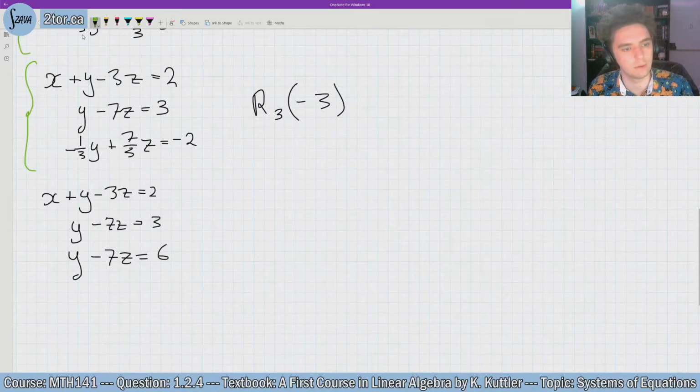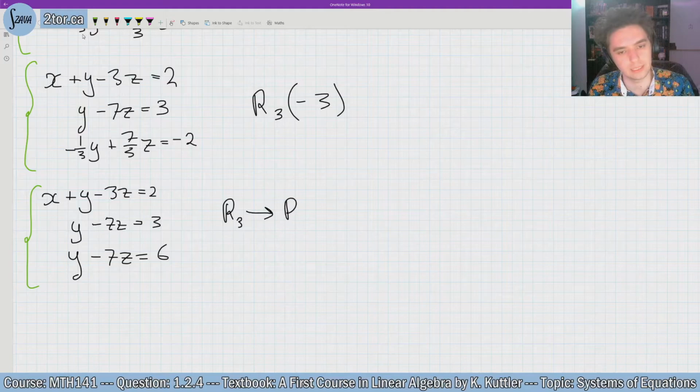Okay, and now we're ready for our type 3 row operation. So again, our goal is to get rid of this y right there. So to do that, I'm going to take row 3. I want to change row 3, right? I'm going to turn it into itself added to a multiple of another row.